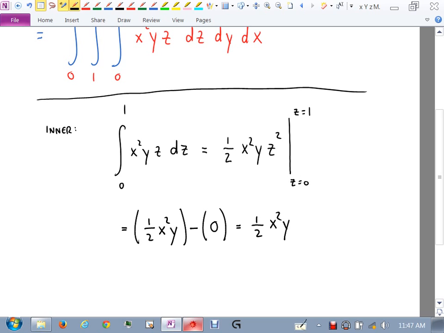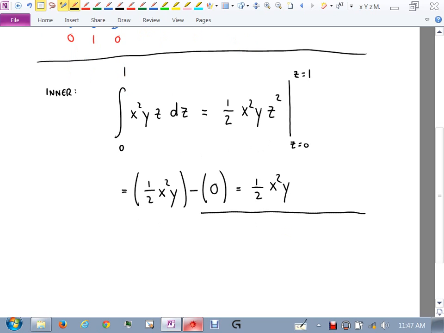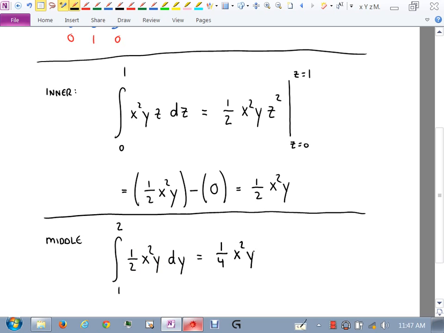Now I'll do the middle integral. The middle integral is the integral from 1 to 2, right, of this thing that we just got. The inner integral turned out to be this, so 1/2 x squared y dy. So the antiderivative here, again, antiderivative of y is 1/2 y squared. Comes out, you get 1/4 x squared y squared. I'm evaluating from 1 to 2.